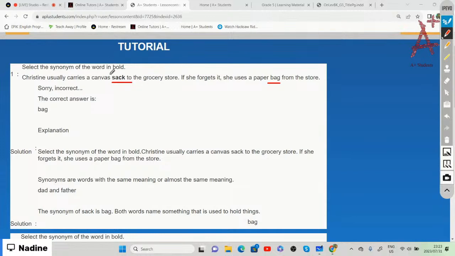Bag is a synonym of sack, or sack is a synonym of bag. Both words name something that is used to hold things, and in this case, to hold the groceries. The sack carries groceries, or we take a paper bag, or a plastic bag, or whatever bags the store gives you. That is to hold things, and in this case, it is to hold groceries. So the synonym of sack is bag.